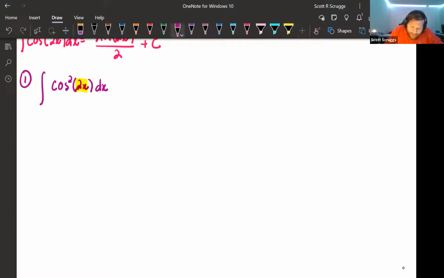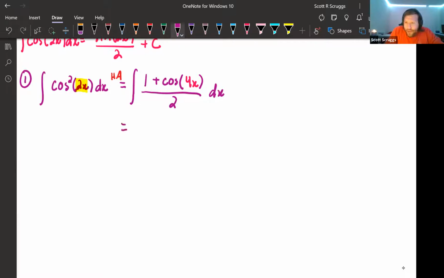So I will have to apply the half angle identity again because it is cosine squared. But when I do apply it, I will have to write 4 times x because I'm doubling what I originally had inside the integral. Split that guy up.